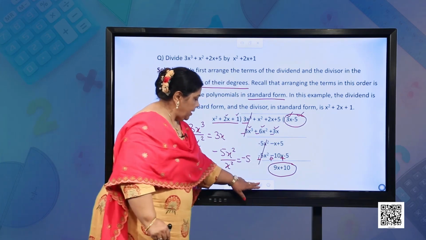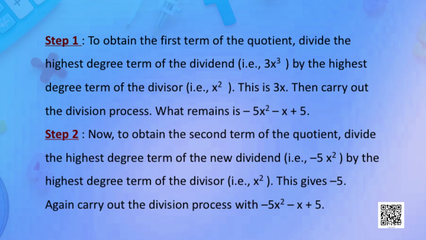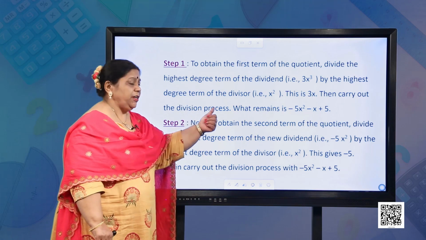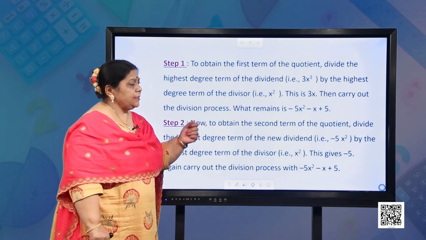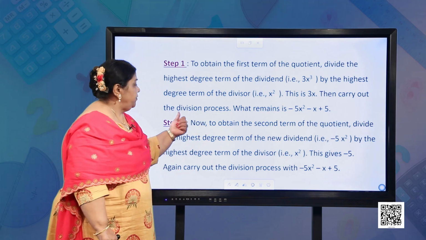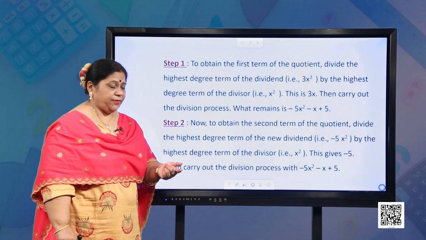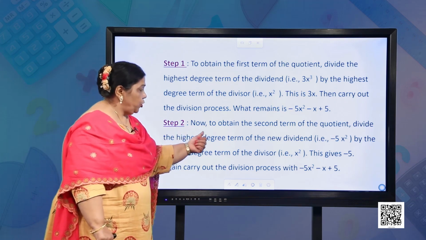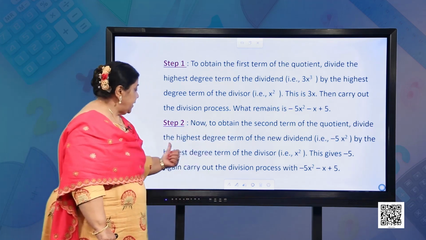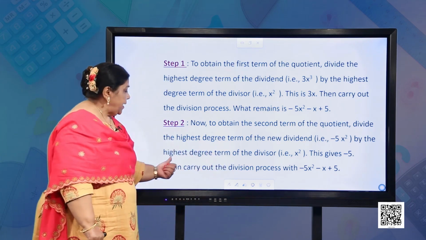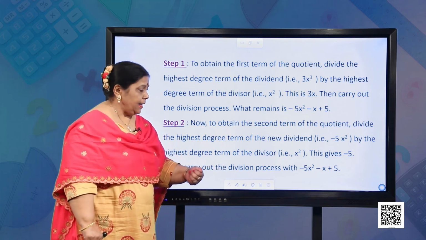Let us verify the division algorithm. Just see the steps which we followed for the division process. To obtain the first term of the quotient, divide the highest degree term of the dividend, that is 3x cube, by the highest degree term of the divisor, that is x square. This is 3x. Then carry out the division process. What remains is minus 5x square minus x plus 5. In the second step, we obtain the second term of the quotient, that is divide the highest degree term of the new dividend minus 5x square by the highest degree term of the divisor, that is x square.